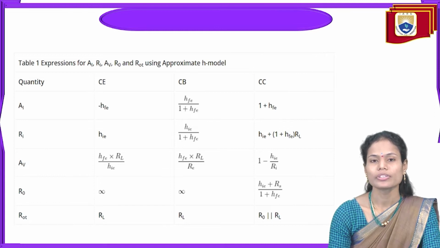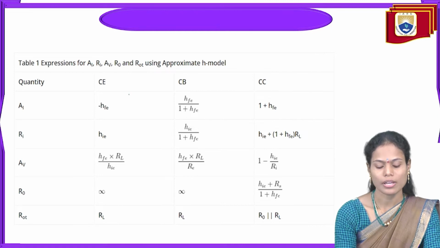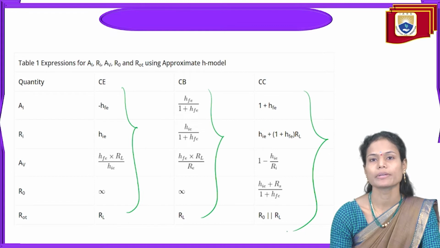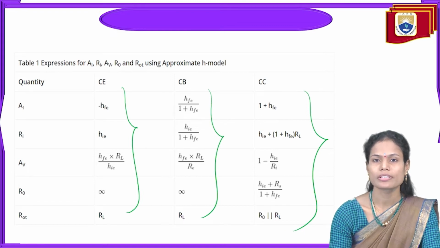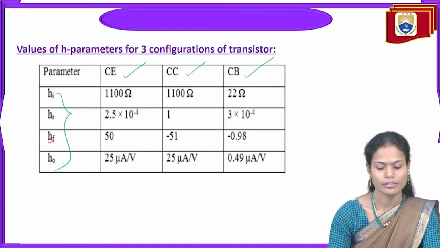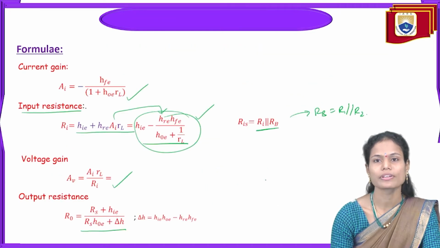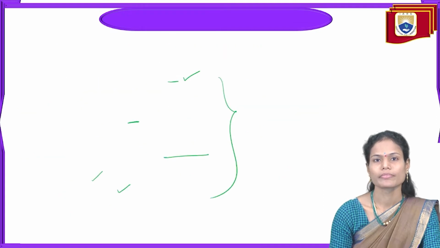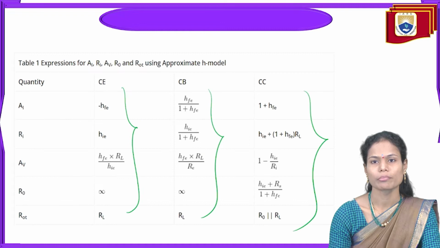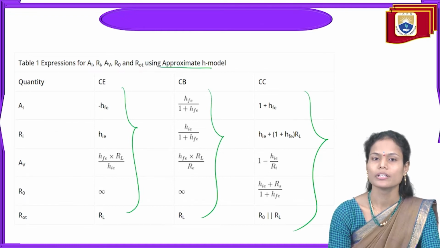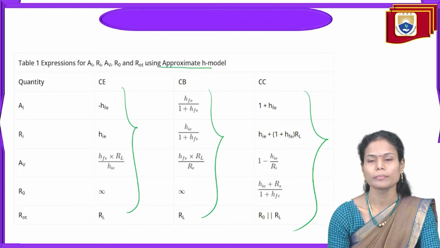And when we go for the approximate H parameter model, these are the formulas for all the 3 configurations for the approximate model. In the previous slides we have seen the formulas for the exact analysis, and these are the formulas for the approximate analysis. Here we need to remember the formulas in both the models.